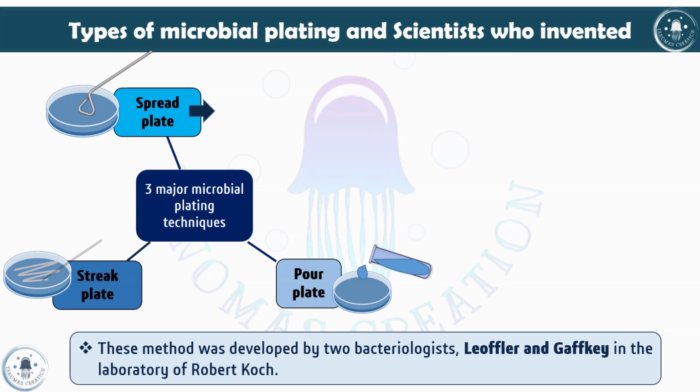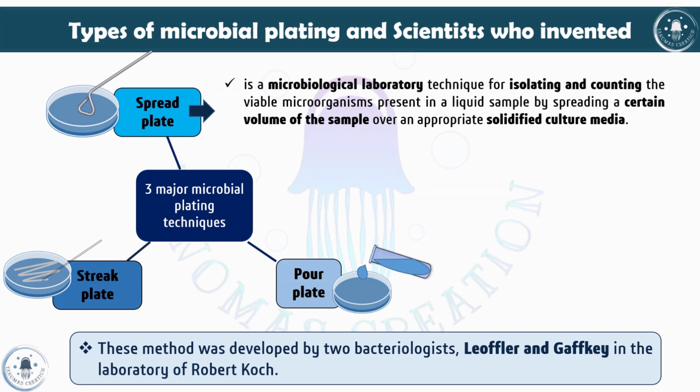Now, in this video, we will learn only about spread plate and we'll learn the other plating methods in our next video. So, spread plate is a very basic microbiology technique which is used for isolating and counting the viable microorganisms that are present in a liquid sample or on a soil sample. If you are using a soil sample, you have to make a liquid suspension of it. How? By spreading a certain volume of a sample on an appropriate solidified culture media. Okay. By this you can do the spread plate. It will be clear in our next slides.